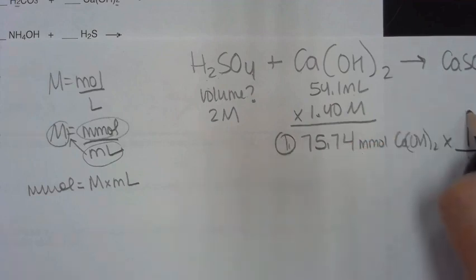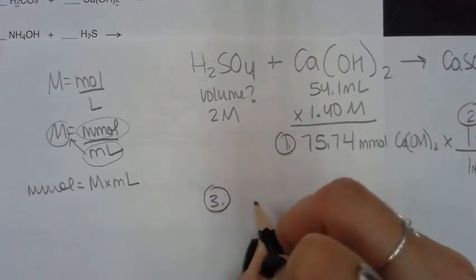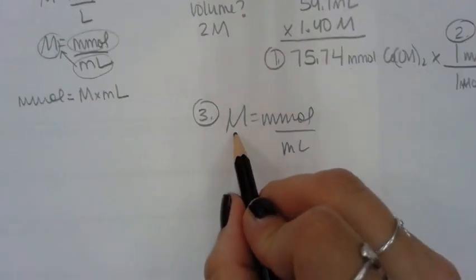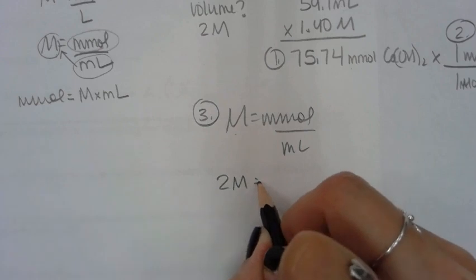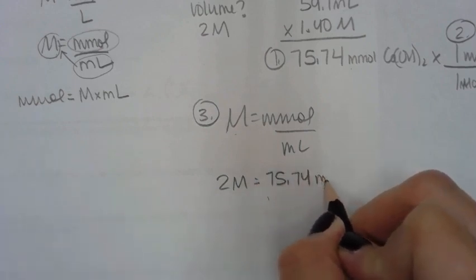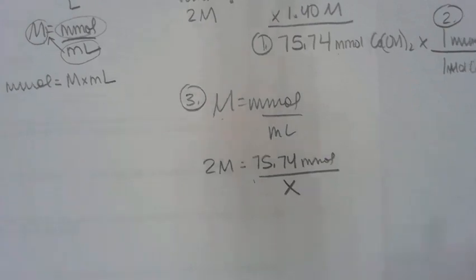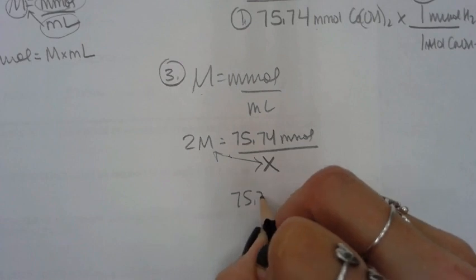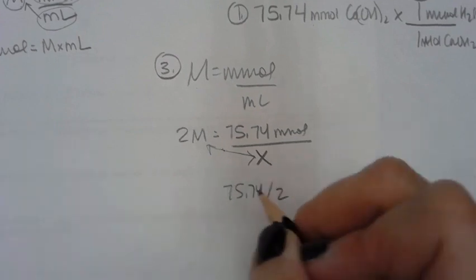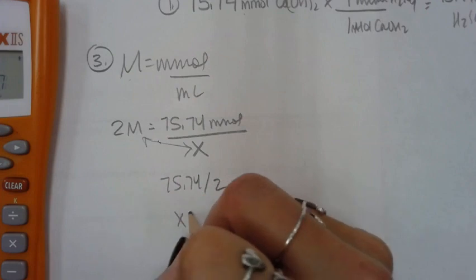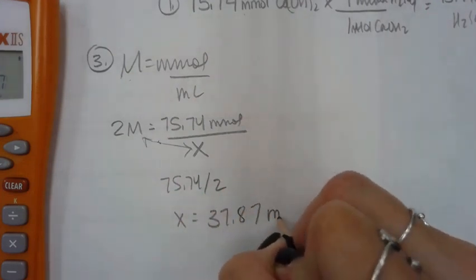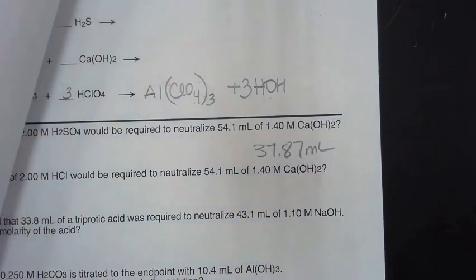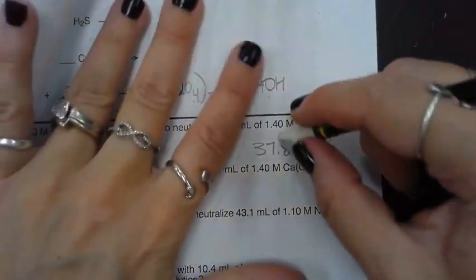So that's the first step. Second step's mole to mole. Third step, back to the molarity equation. Molarity is millimoles over milliliters. So I'll plug in my 2 there. 75.74 millimoles there. Looking for that. Bring that up, bring the 2 down. Divide it by 2 in my calculator. 37.87 milliliters. Oh yeah, 3 sig figs.